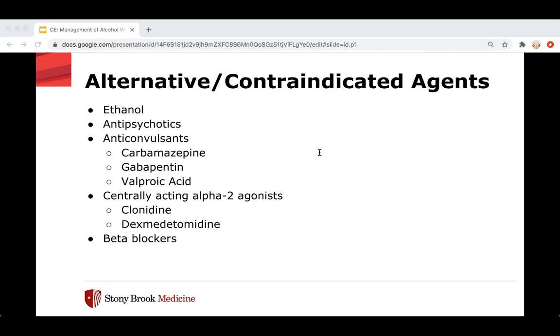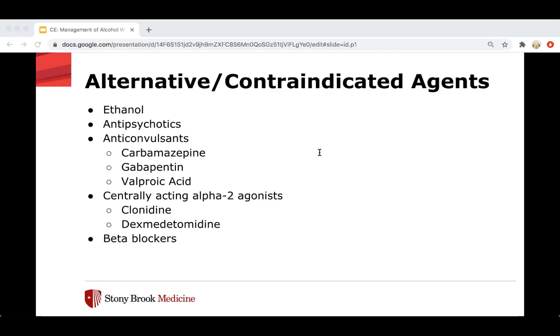There is some evidence, I have on the slide here, carbamazepine, gabapentin, and valproic acid. There is some evidence that these can be used in the outpatient setting for outpatient alcohol withdrawal. But again, more studies need to be done to really determine if these truly are worth giving for patients who are withdrawing in the outpatient setting.